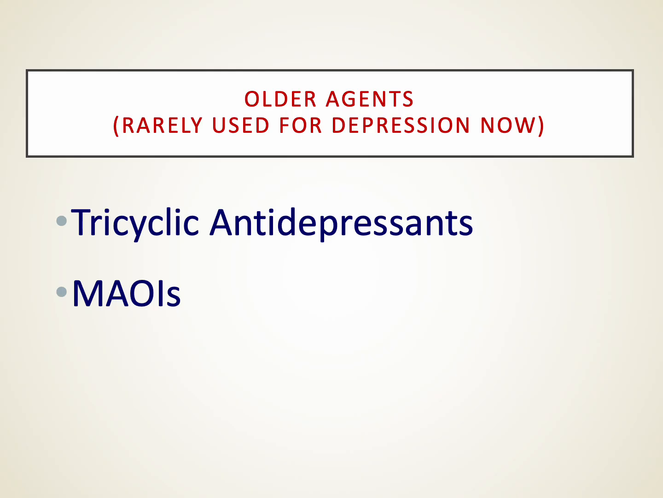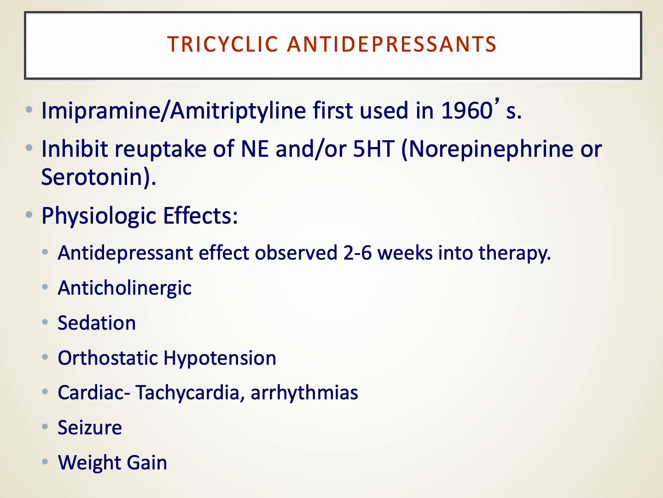So let's first talk about the older agents, the tricyclic antidepressants and the monoamine oxidase inhibitors. The tricyclic antidepressants, the earliest ones being imipramine and amitriptyline, were first used in the 1960s. They affect the reuptake of norepinephrine and/or serotonin, and they, like other antidepressants, have their beneficial effects in a 2 to 6 week time frame, but they are highly antimuscarinic, sedating, and cause orthostatic hypotension. They bind to all those receptors we saw with the older typical antipsychotics. They're associated with weight gain and seizure risks, so they're problematic.